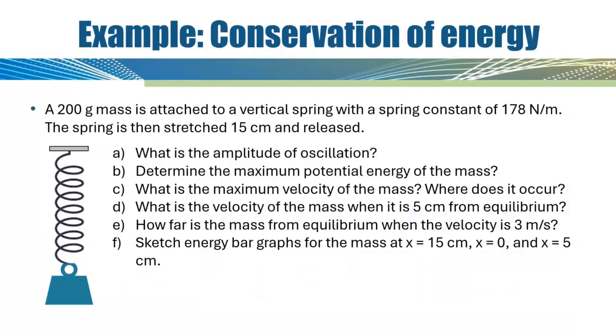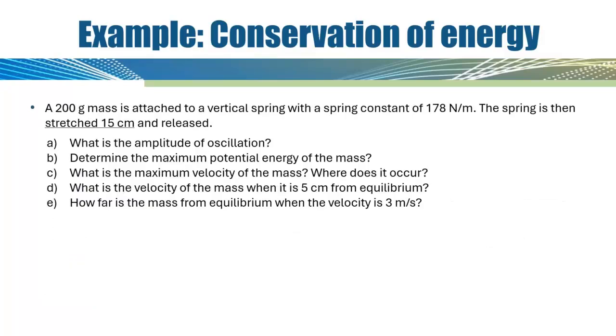Let's look at an example problem that has a little bit of everything in it. A 200-gram mass is attached to a vertical spring with a spring constant of 178 newtons per meter. The spring is then stretched 15 centimeters and released. Letter A says, what is the amplitude of oscillation? Well, if I stretch it 15 centimeters, that is the amplitude of oscillation. I just turned it into meters, and the amplitude is 0.15 meters.